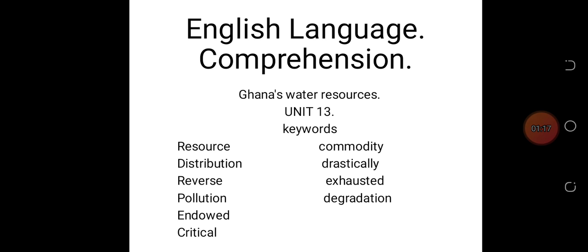Let us quickly look at the keywords and go through them. So our passage is from Unit 13. And so I quickly want us to go through the keywords from the passage.